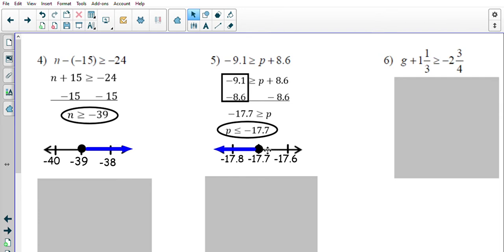This one is a closed circle because of the equal to sign or symbol underneath the less than. Since it's less than or equal to, I'm going to shade to the left. Again, less than, left. We have to know the meaning of these symbols.